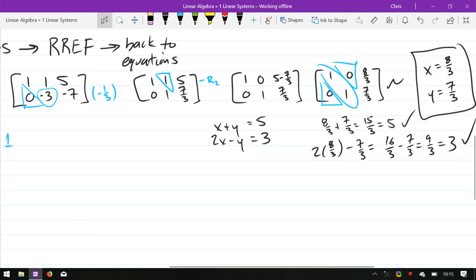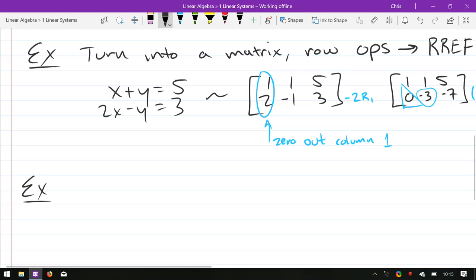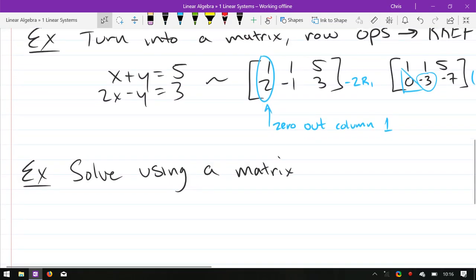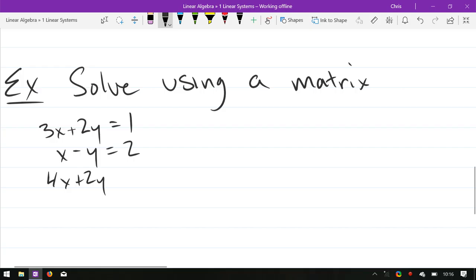So now we're going to move on to a 3 equation, 2 unknowns system. The instructions I'm going to write for these types of systems is solve using a matrix. When you see the using a matrix part, that means we're going to be turning it into a coefficient matrix and performing row operations. So this system will be 3x plus 2y equals 1, x minus y equals 2, and 4x plus 2y equals 2.